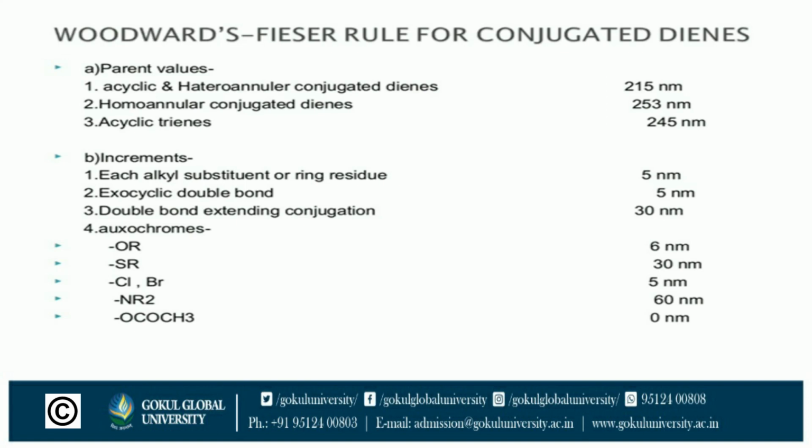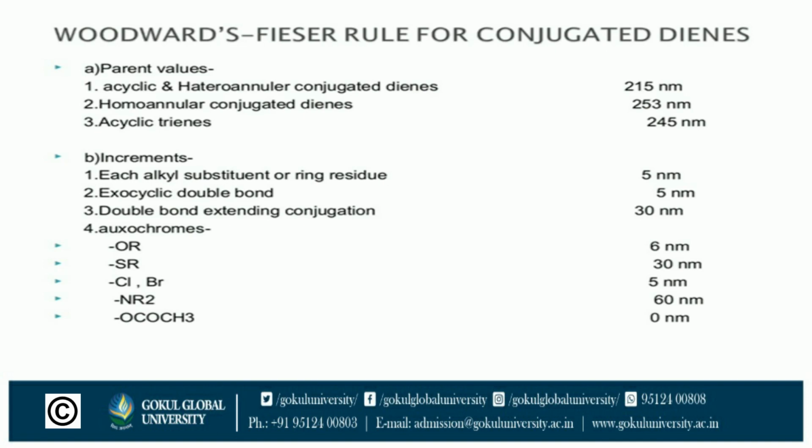There are some values for the Woodward-Fieser rules for conjugated diene systems. The first is the parent values. If the structure contains acyclic and heteroannular conjugated dienes, then the value is 215 nanometer. If the structure contains homoannular conjugated dienes, then the value is 253 nanometer. Acyclic triene, the value is 245 nanometer.